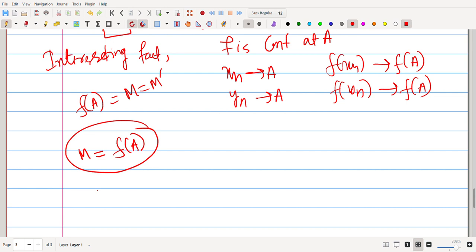If such an m exists, that means it cannot be greater than 1. So the cardinality of B is less than or equal to 1. But it might happen that it is 0. Option A says that it is necessarily 0, or option B says that it is at most 1. So I need to give an example where it is not 0.